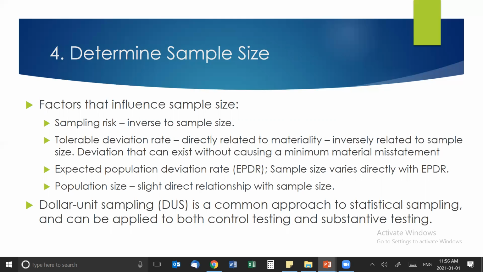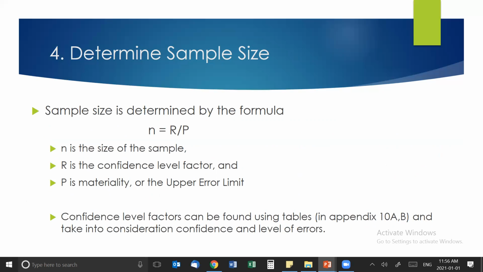You also look at the population size. If you're auditing 100 accounts versus 10,000 accounts, you're going to have a different sample size. There is a formula that is used when figuring out the sample size, and that is discussed in Appendix 10A and 10B. The appendices go through how you determine the sample size, and it is a bit of a complex calculation. So I can show you an example of this.